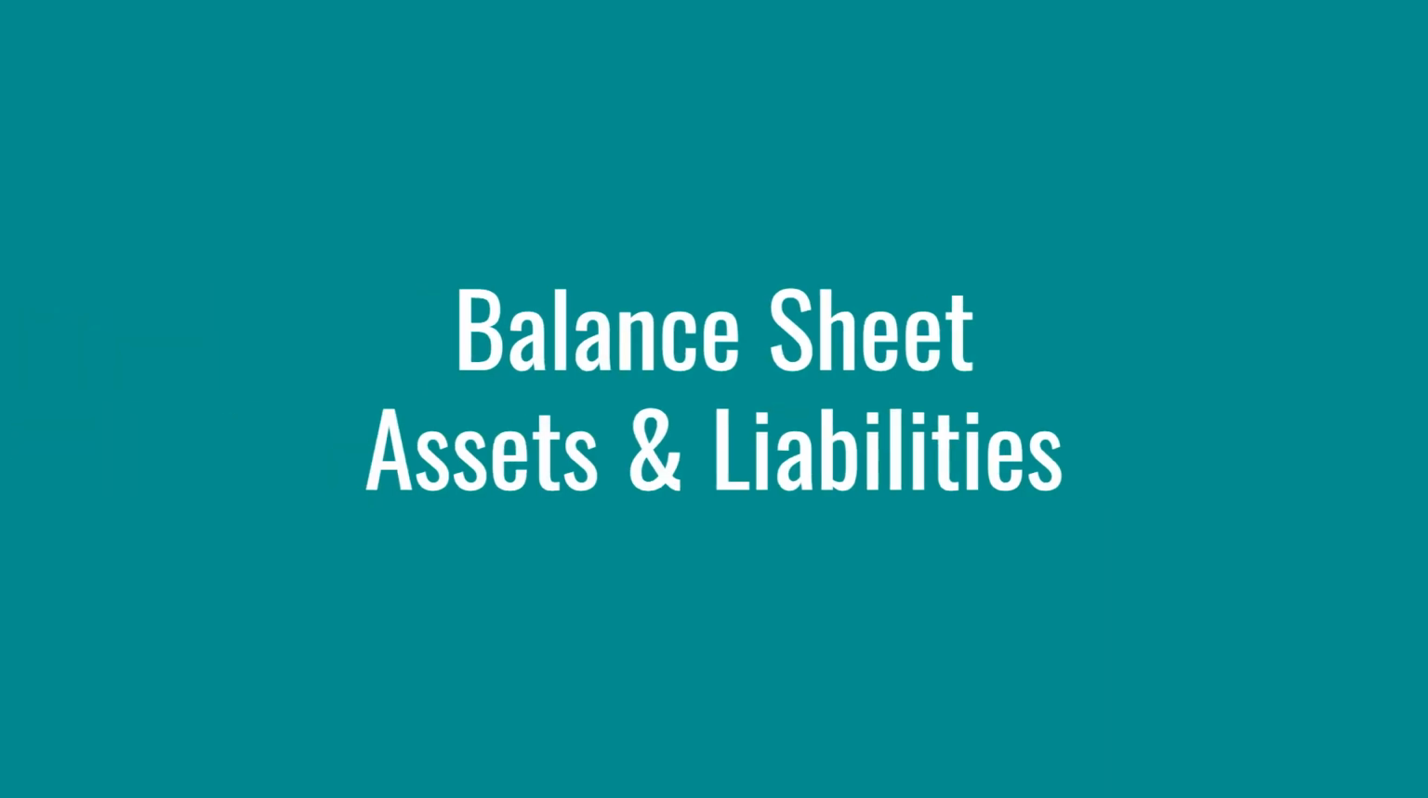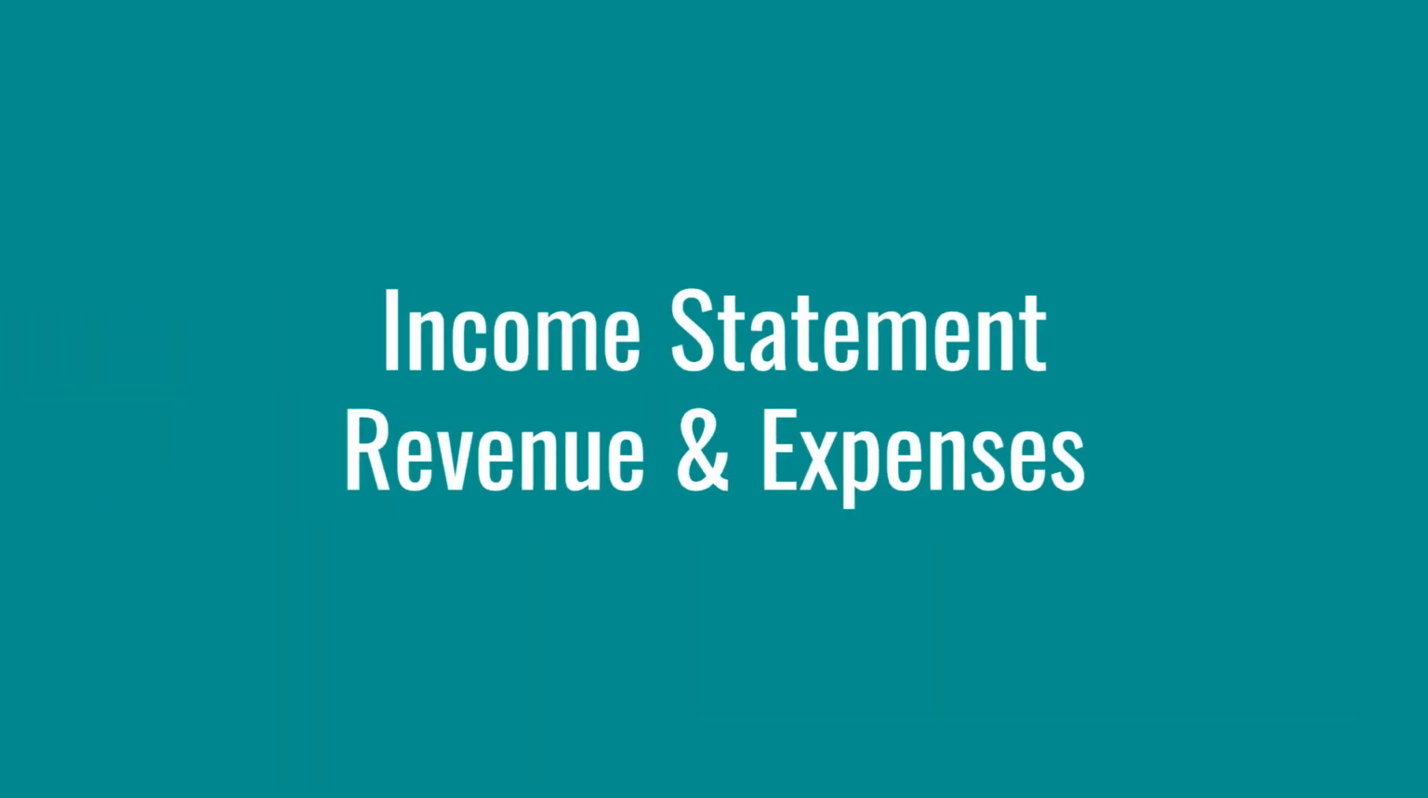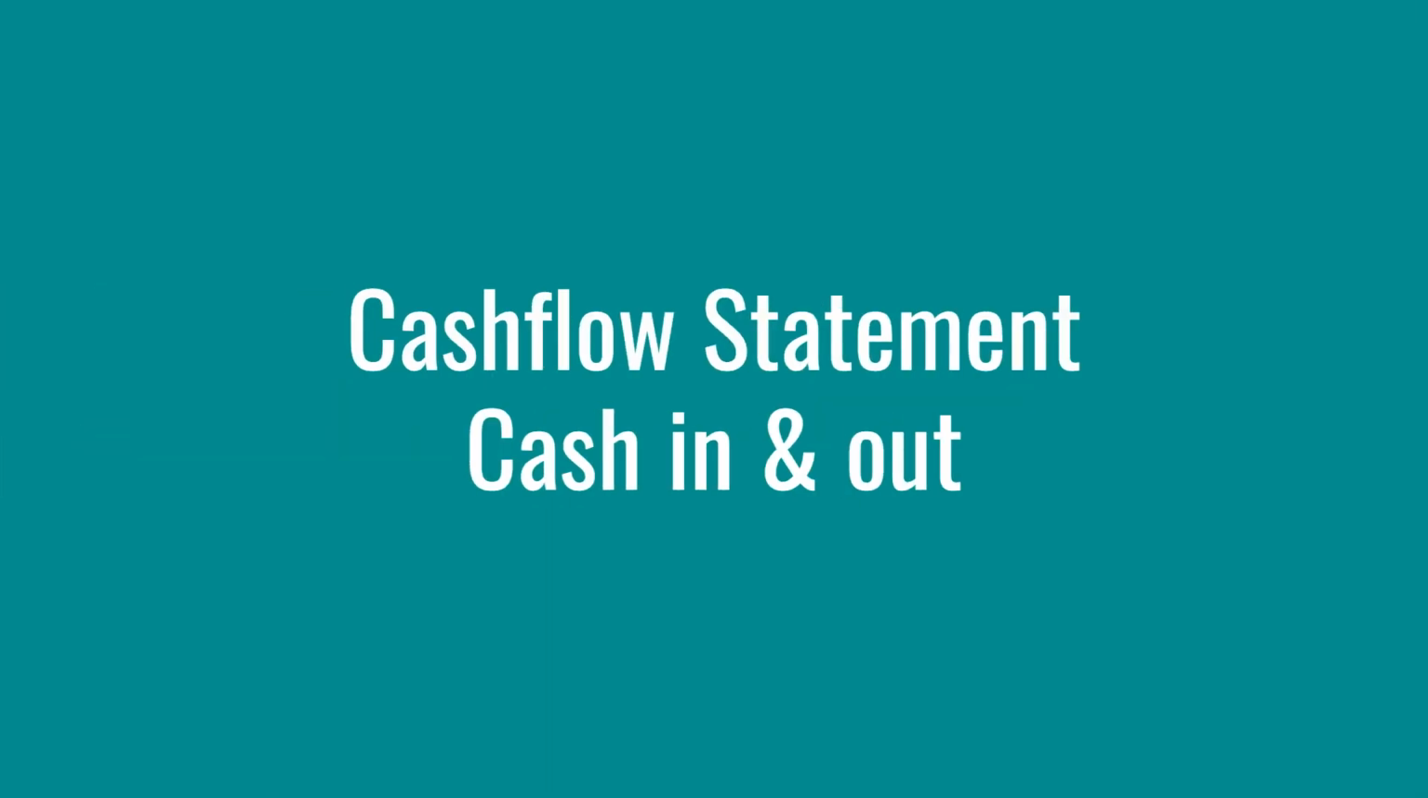Let's do a quick recap of what we've looked at already. So we have looked at the balance sheet, which shows the assets and liabilities of a business. We've looked at the income statement, which shows us the revenue, expenses and profit or loss that a business has made in a set period. And we've looked at the cash flow statement, which shows the cash in and out of a business in a set period of time.